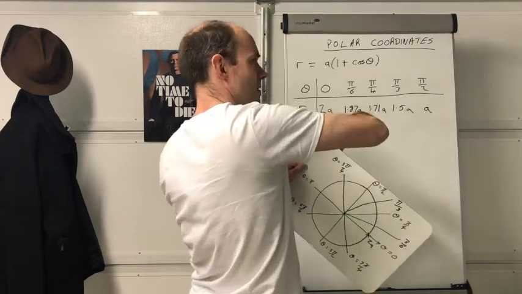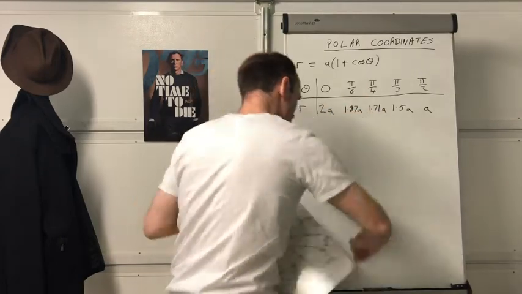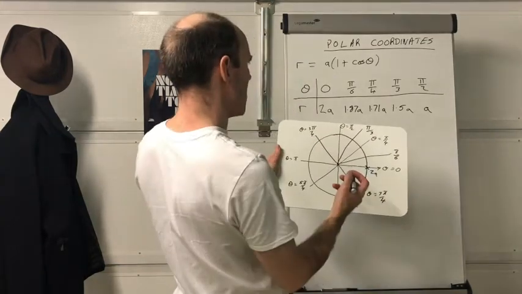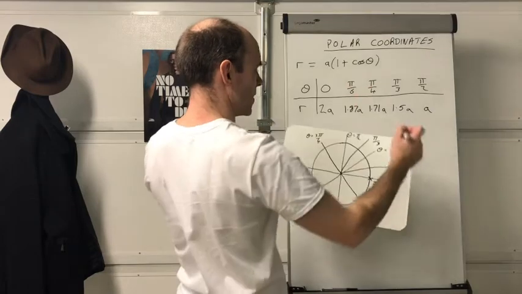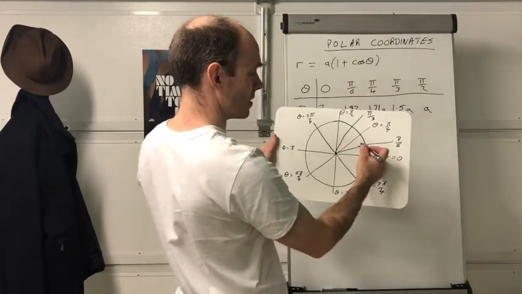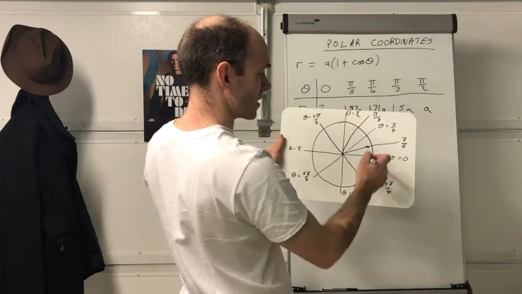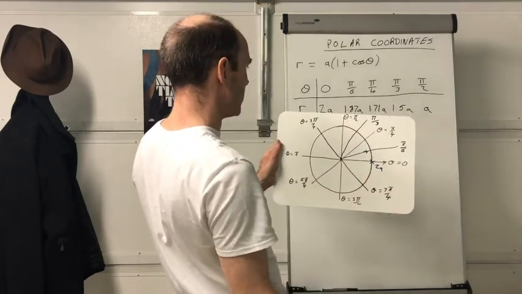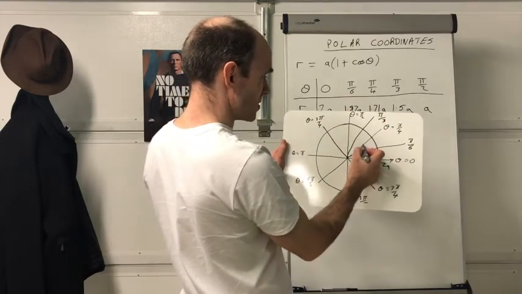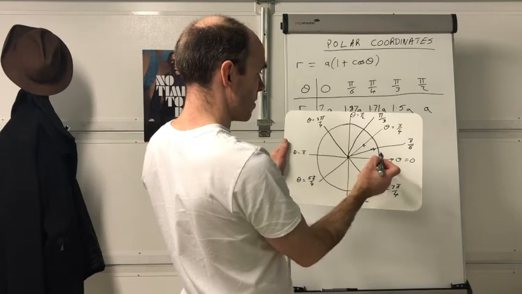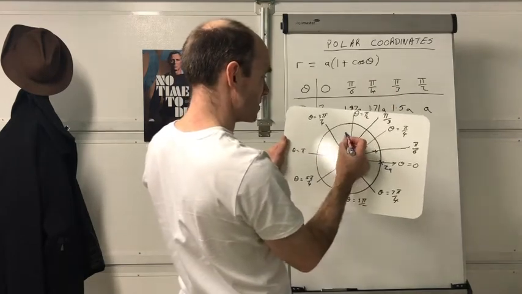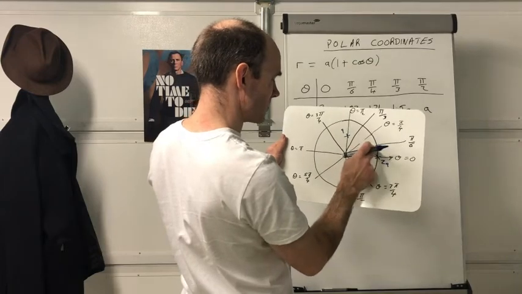Notice I don't bother labeling theta equals all the time, just for my own purposes. So pi over 6, well, that's just a little bit under 2a, so it's going to be somewhere like there. Can you see how this is working? I'm using the circle to give me an idea of the distances involved. The next one, pi over 4, is 1.71, so it's getting smaller. And then pi over 2 is going to be a, isn't it?